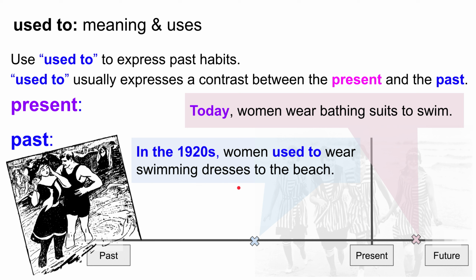Do they wear swimming dresses now? No, they don't. They wear bathing suits. But it's a past habit, and we're contrasting the present with the past. So we use used to. We use used to for activities that are no longer done, but were done in the past.